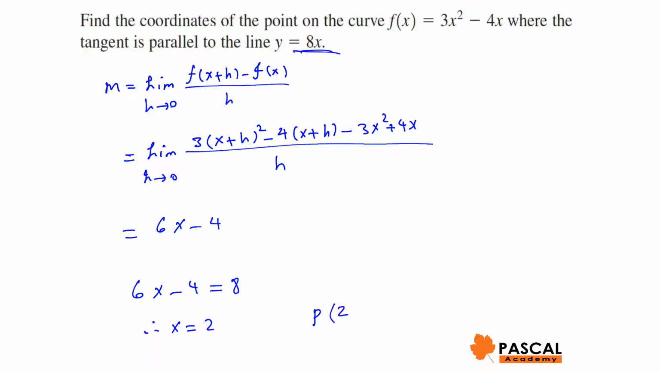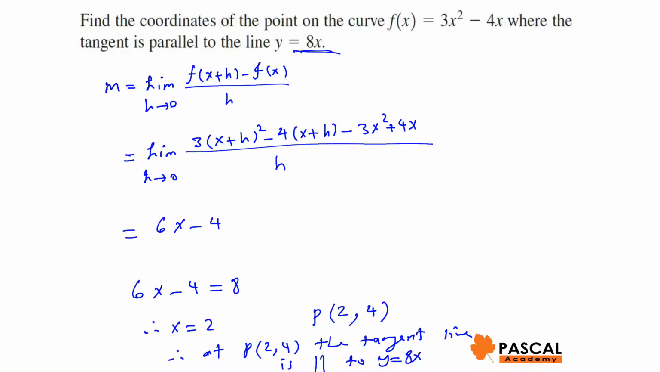Therefore, the point is (2, f(2)). f(2) is 12 minus 8, which is 4. This means at P(2, 4), the tangent line is parallel to y equals 8x.